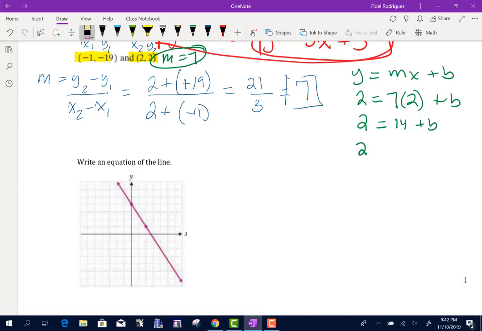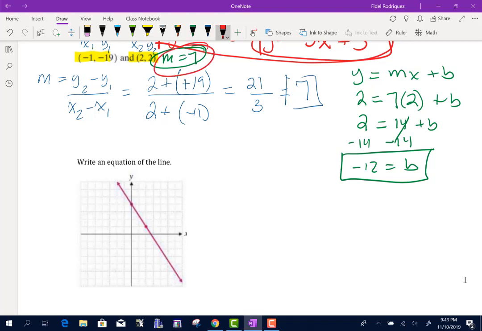So, let me get rid of this. 2, okay, because I'm trying to solve for b, I want to go ahead and go minus 14 and minus 14. So 2 minus 14, negative 12 equals b. All right, so let's take a look here, guys. We know our slope m is 7. We know our b is negative 12.